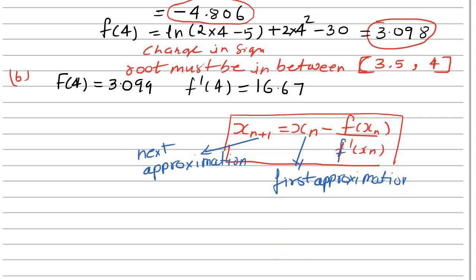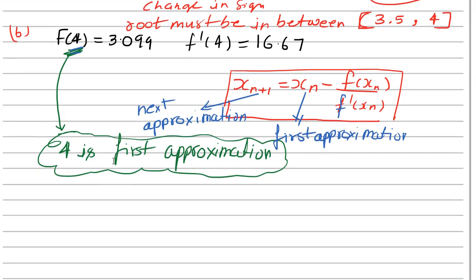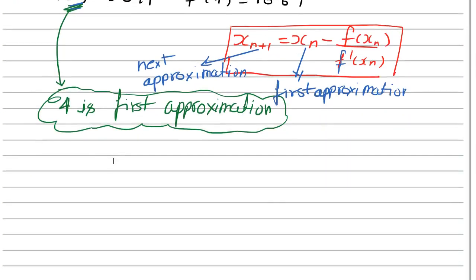An important thing here is that 4 is the first approximation. Remember, 4 is the first approximation here. This is really important. Okay, let me scroll down. What we are going to do is find the next approximation, so first of all we take x0 as 4.